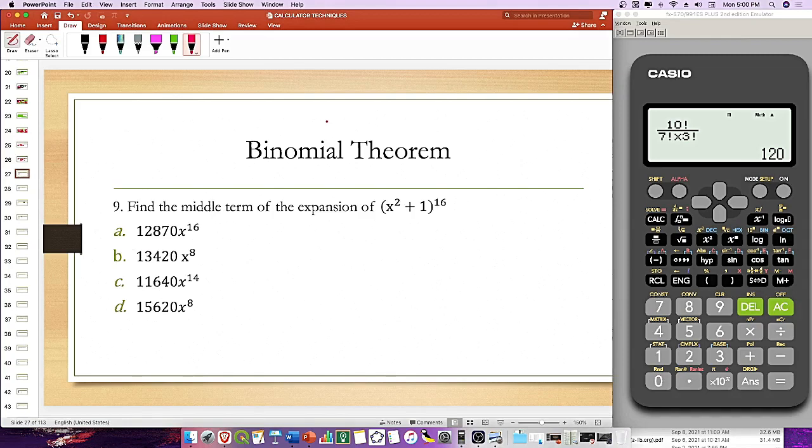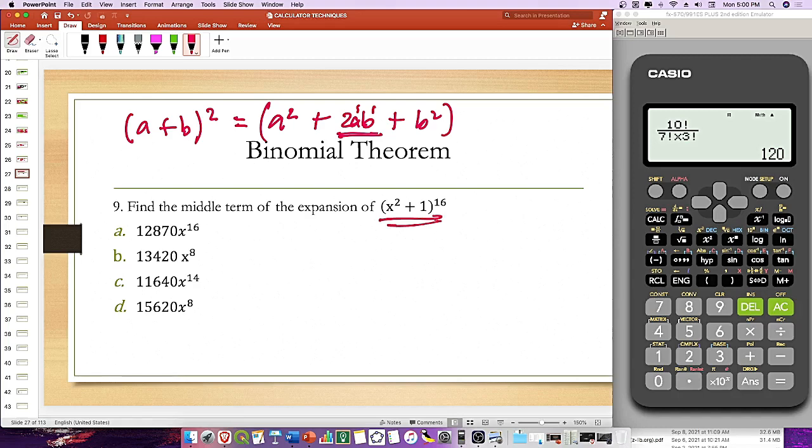Find the middle term. So, going back now, in our discussion, (a plus b) squared, we expanded this to a squared plus 2a times b plus b squared. Take note of the exponent of the middle term. The exponent of the middle term is always half, okay? Half of the total exponent. So meaning to say, if we expand this one and look for the middle term, the middle term will have the exponent of 8. So the exponent of x squared is 8, the exponent of 1 is 8. That's the middle term. Okay?